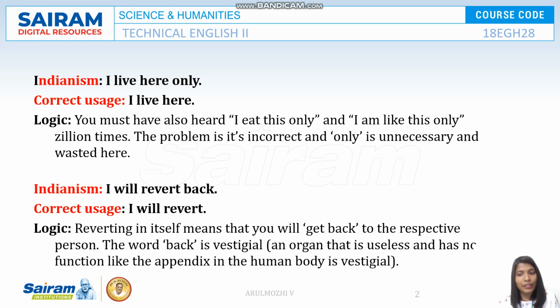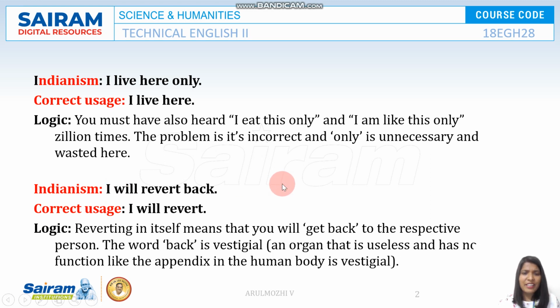I live here only. Okay, this is a literal translation of the language. The word "only" here never serves or adds any meaning. It is not informative here. It is just a waste at the end. You can say, I only live here, or I live only here. Okay, this is possible, but not I live here only. That's wrong.